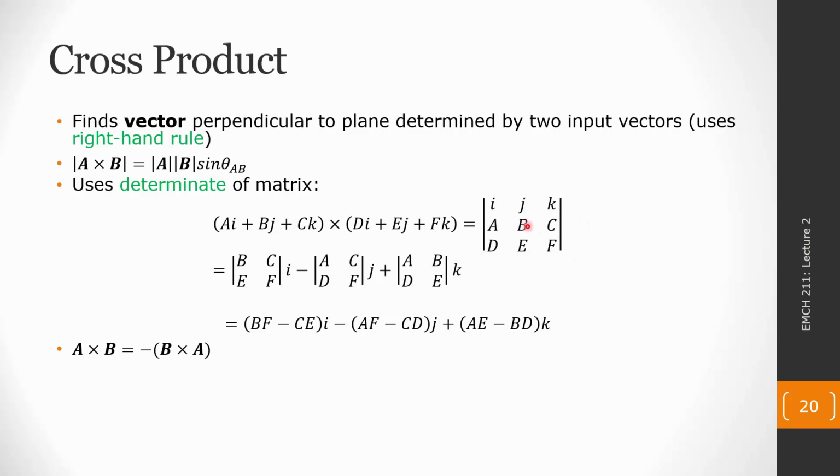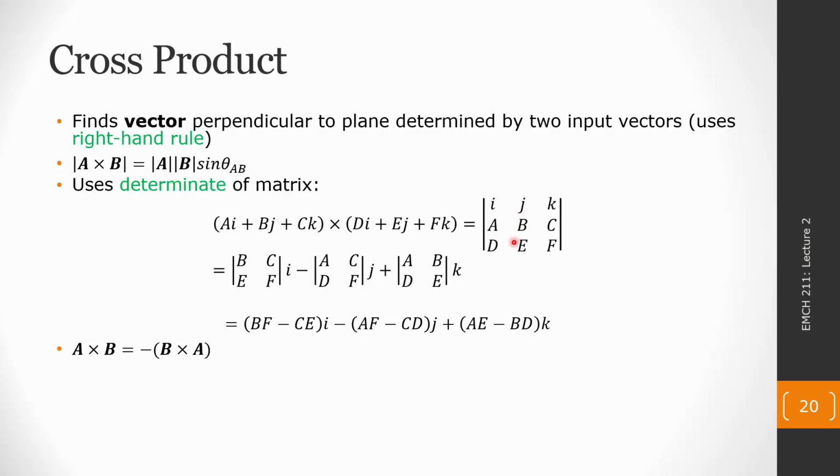Now, what do we do with this thing? This is what we call a 3x3 matrix. And then these straight lines on the sides are telling us we want to take this 3x3 matrix and find its determinant. So what is its determinant? I won't get into all the mathematical details, but we can calculate that.